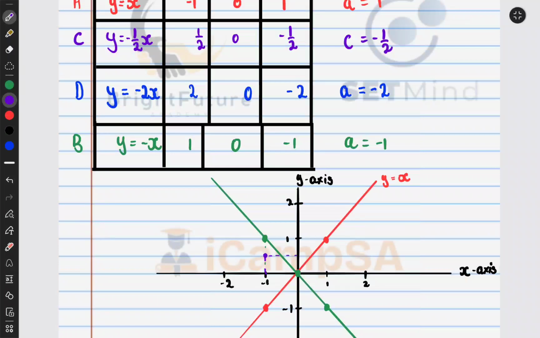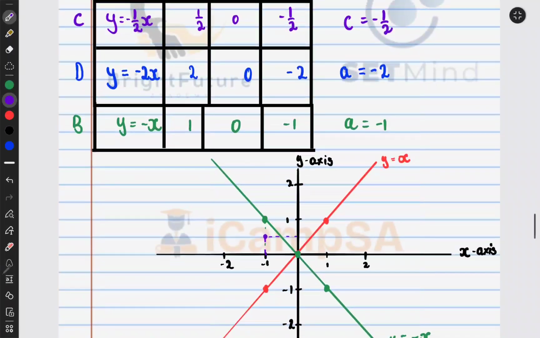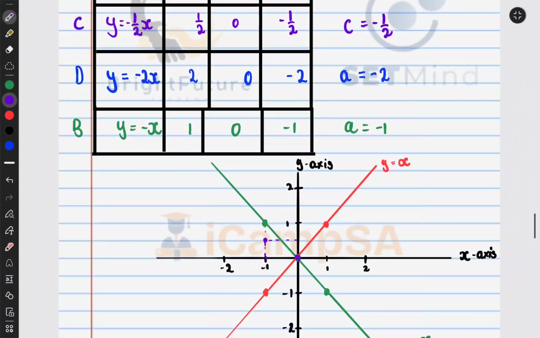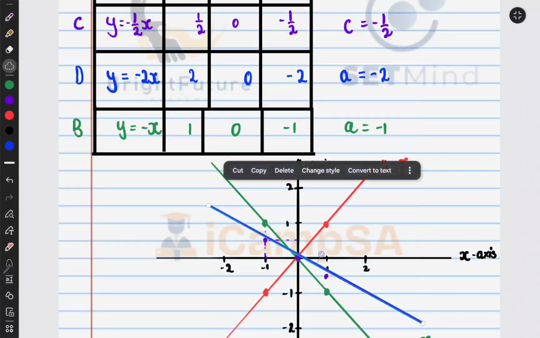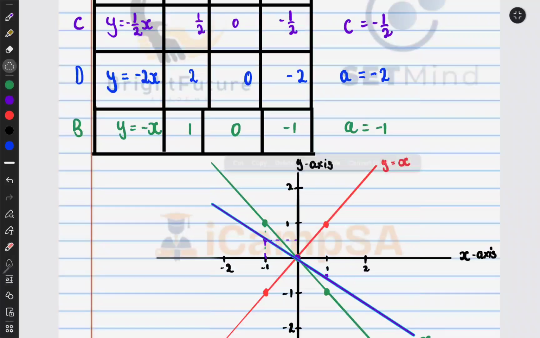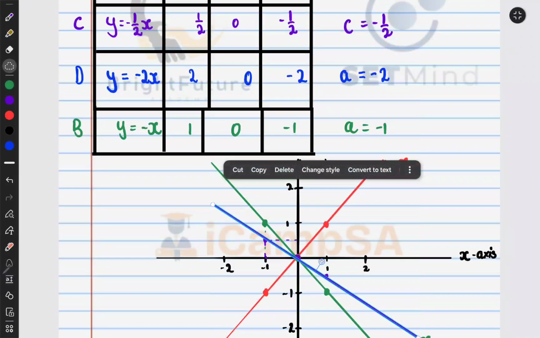So we are expecting the function to move away from the y-axis because it reduces the steepness. And then 0 and 0, and then 1 and negative half. So here 1 and negative half, and from there we simply join our points.